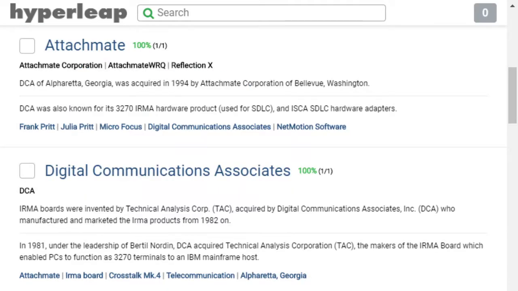Then there's a hit for the Digital Communications Associates, or DCA. Irma boards were invented by Technical Analysis Corp, TAC, acquired by Digital Communications Associates, or DCA, who manufactured and marketed the Irma products from 1982 on. In 1981, under the leadership of Bertie Norden, DCA acquired Technical Analysis Corporation, TAC, the makers of the Irma board, which enabled PCs to function as 3270 terminals on to an IBM mainframe host.